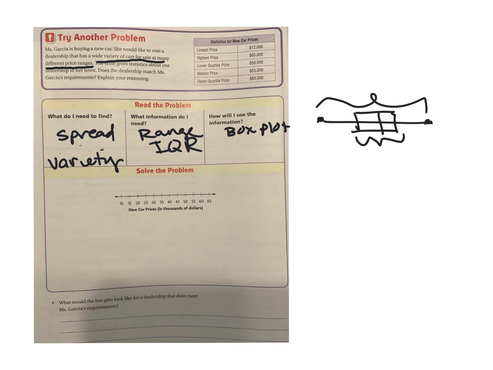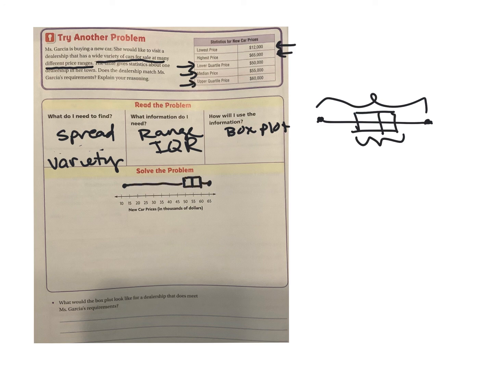So here they give us information that will help us form a box plot. The lowest price car on their lot is $12,000. That's going to be right about here. The highest price car is a $65,000 car right there. The lower quartile price is $50,000 here. The median is $55,000. And the upper quartile is $60,000.